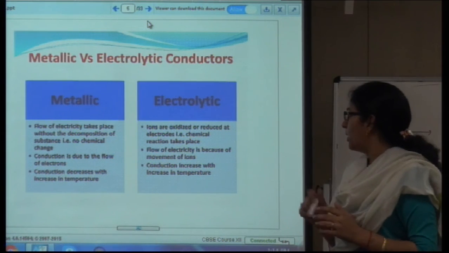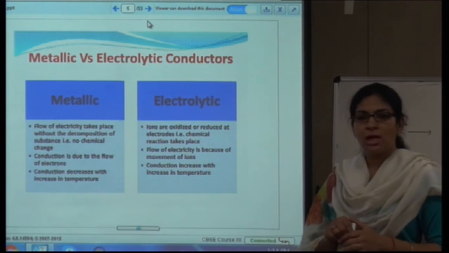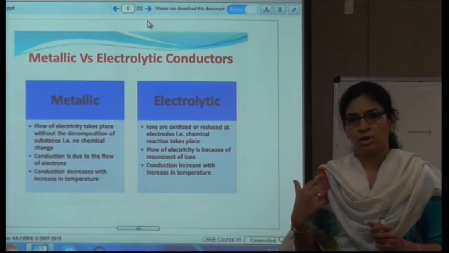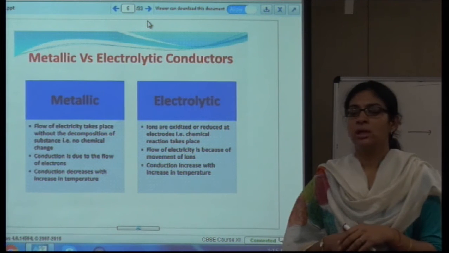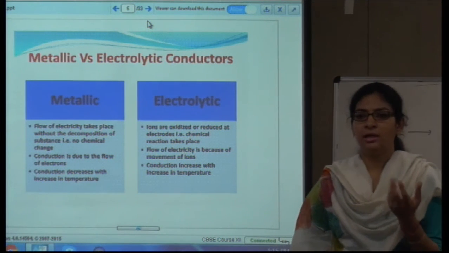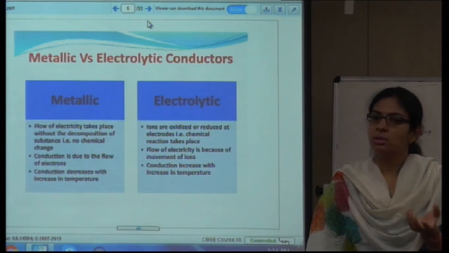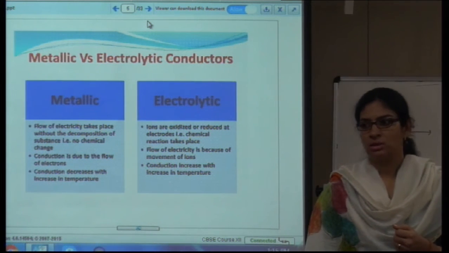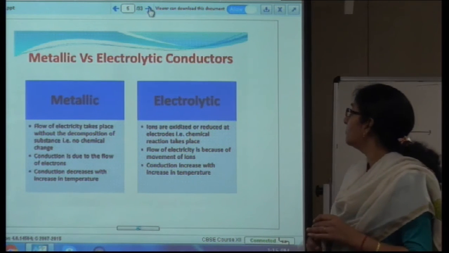And moreover, electrolytic conduction shows the opposite trend. Electrolytes conduct more electricity at higher temperature. It is obviously because of more ionization which can happen at higher temperature, right? Next slide please.